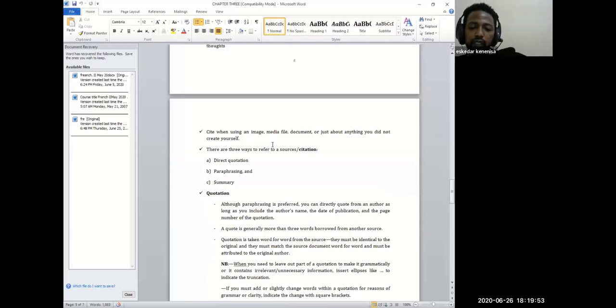Okay, there are three ways of citation. Let's see them. The first one is direct quotation. The second one is paraphrasing. The third one is summary.